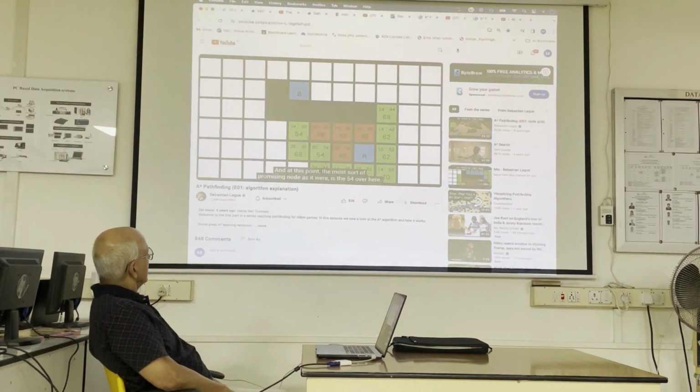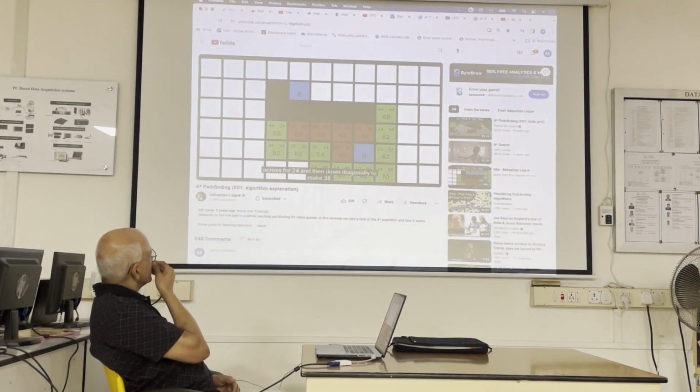And at this point, the most promising node, as it were, is this 54 over here, and we explore that. So now we'll look at this other node with an F cost of 54. But one thing I'd like to draw your attention to quickly is the node just to the left of it with an F cost of 68. If we look at its G cost, it is currently 38. But if we look how far away it is actually from node A, it's just 10, 20, 30 away. So obviously this has come on a path something like diagonally up here, 14, then across for 24, and then down diagonally to make 38.